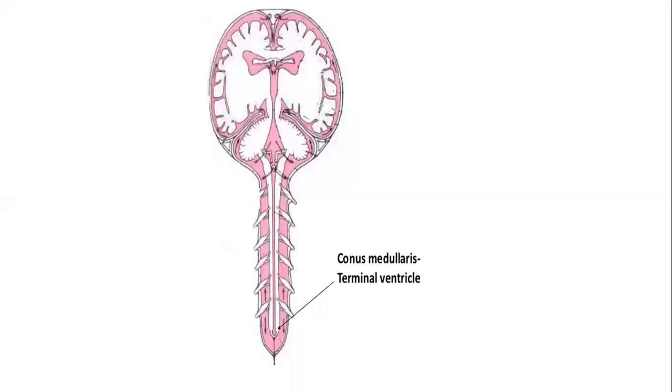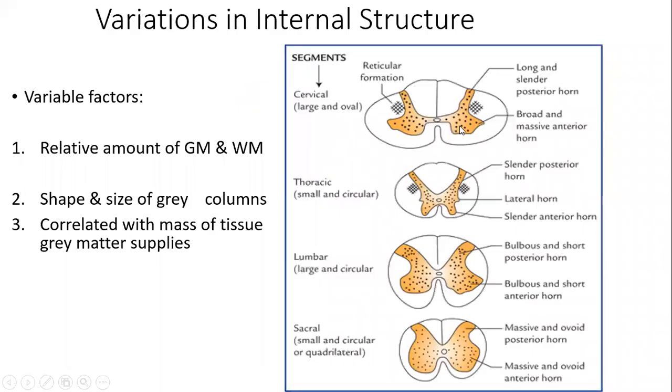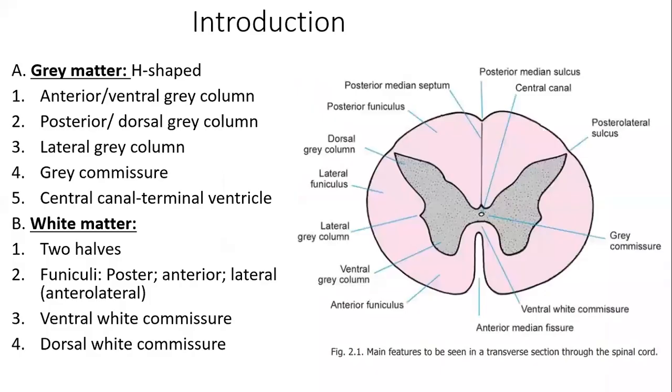Central canal is lined internally by the ependyma. I'm sure you must be familiar with this term, ependyma. So this was a few features related with the gray matter of the spinal cord, which is H-shaped.